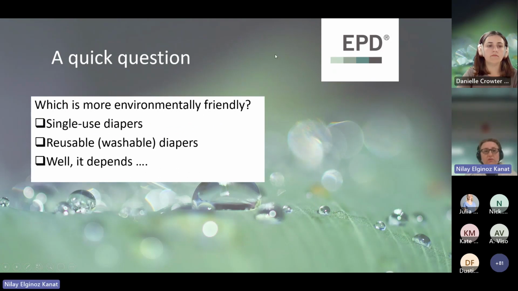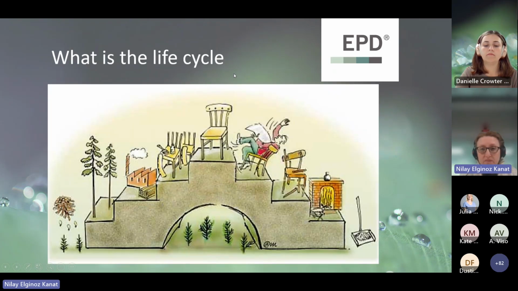So I will show you a quick question, but we won't go through that, but it would be nice if you can think about it. Which is more environmentally friendly, in your opinion? Is it single-use diapers or reusable, or let's say washable diapers? And I will drop this question here, which might be answered by life cycle assessment.